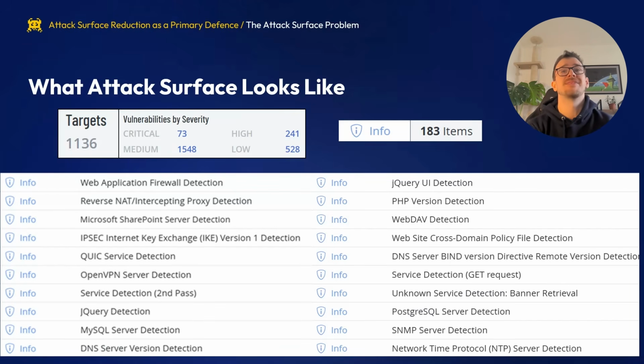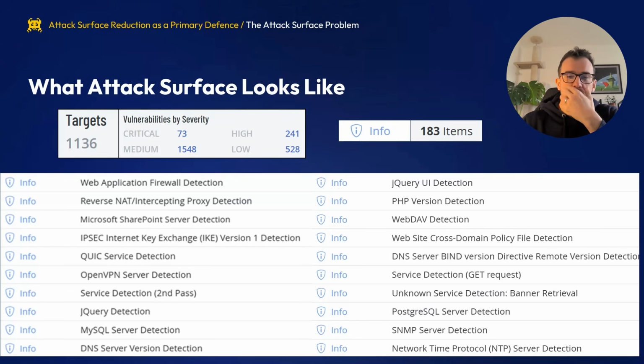So in this particular scan, there were 183 informational items, which is quite a lot to look through. And at first glance, they don't look that interesting. So if you take the top one there, web application firewall detection, this scan ran from the internet. It ran from a perimeter perspective. So you would expect to see a web application firewall there. That's where it's intended to be. It's meant to be an edge piece of software. It's one of the first things that you hit. So detecting a web application firewall is absolutely normal. And I would 100% agree that that's an informational.